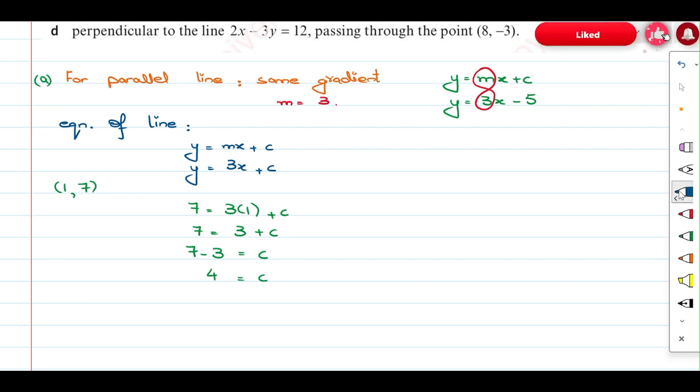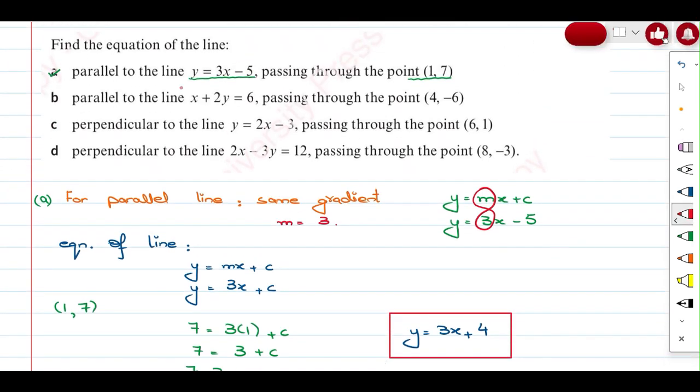Now at the end we can write the equation of the line which is parallel to the given line: y equals 3x plus 4. So this is the equation of the line which is parallel to the line y equals 3x minus 5. So y equals 3x minus 5 is parallel to y equals 3x plus 4. You can see both lines are parallel. When lines are parallel, they have the same gradient, right? Their y-intercepts might be different, but the gradients must be the same. Okay, now for part B, parallel to this line, passing through the point.